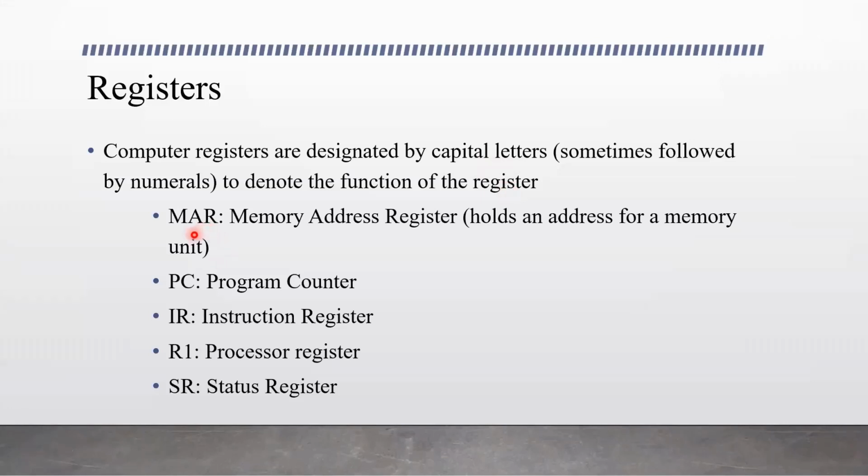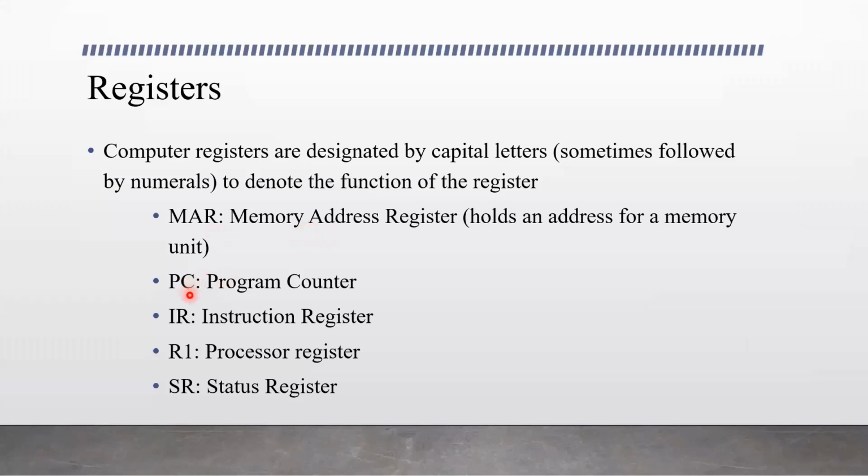Example, MAR. MAR is the memory address register. This holds the address of the memory unit that is to be accessed. If a particular data is stored in a part of memory, then for accessing that information, the address needs to be specified. So the memory address register holds the address of a memory unit.